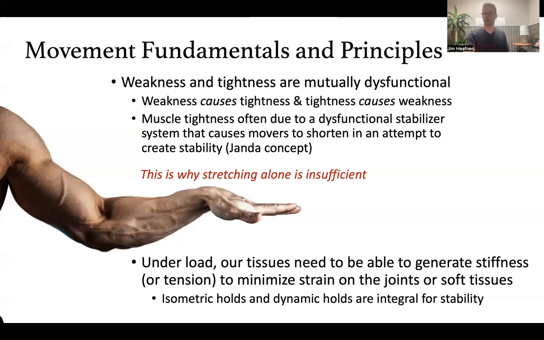Lastly, under load, our tissues need to be able to generate stiffness or tension, meaning a good muscular tension. And that is going to minimize strain on the joints or the soft tissue. For this reason, being able to isometrically hold a position and also dynamically hold something as your body's going through a range of motion is really important for stability, which means it's very important for the stress that goes through the joint or the tissue at each level.